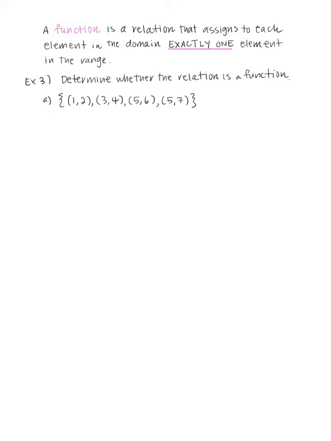Let's do a couple of problems so you can see the difference between which relation becomes a function and which doesn't. So let's first look at A. We are given (1, 2), (3, 4), (5, 6), and (5, 7). So let me just draw this picture. This is called a mapping picture. This is going to be our domain, and then this is going to be the range.